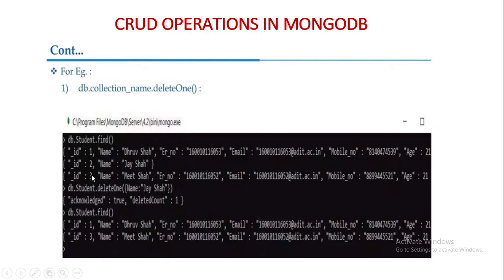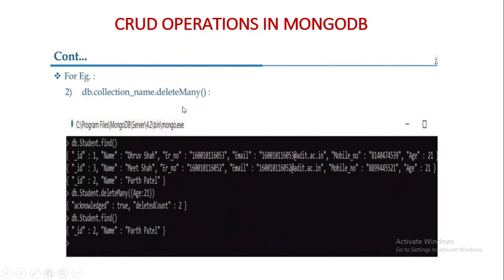So we have 3 documents, and we are going to delete one document by passing the filter name Jay Shah. So here the name Jay Shah matches with the second one. So this second document will be deleted. After deleting, we are retrieving the documents from the collection using the command find. So now it shows only the 2 documents. So that is deleteOne.